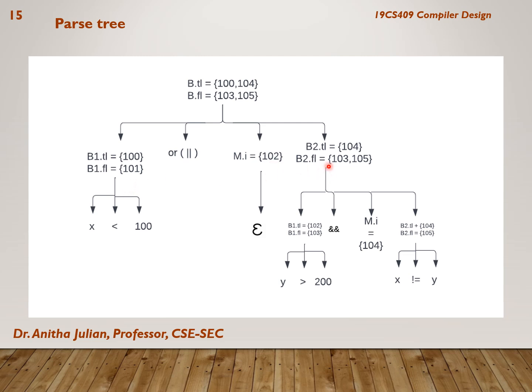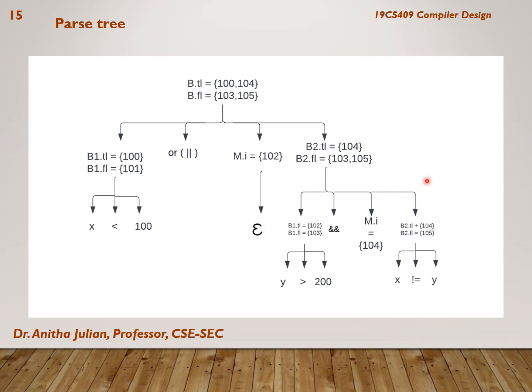Then next we have to come to this leftmost branch. Since it is a null production, we can use the same 102 here for the true list, and then the false list will be 103. Okay, we are adding 1. Then we travel here, M quad is 104. But again, this is a null production, so we will use the same value here for the true list, 104, and then the false list is 105. Now we have to evaluate this.